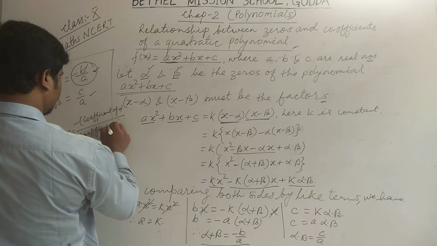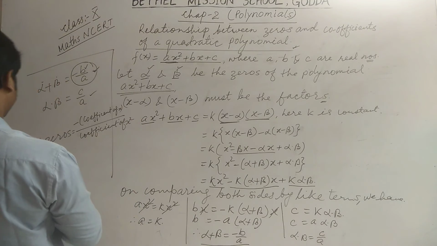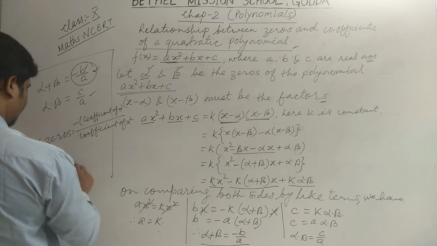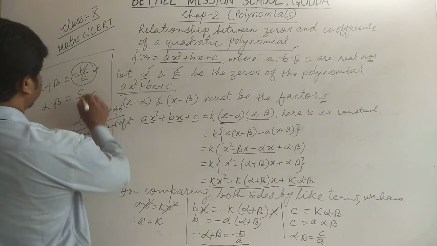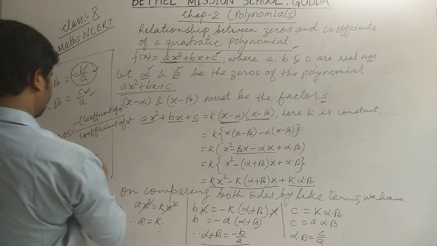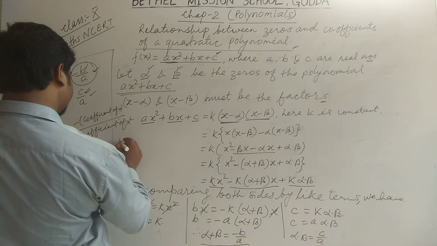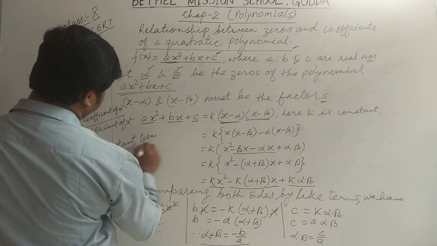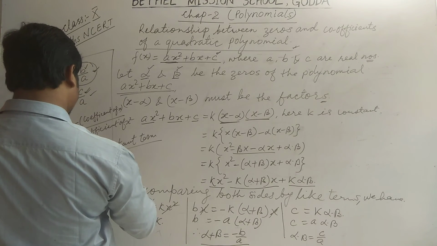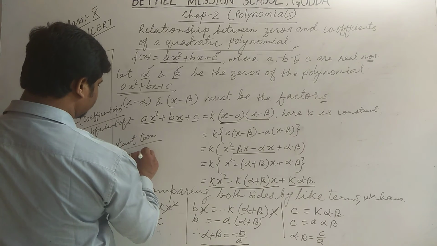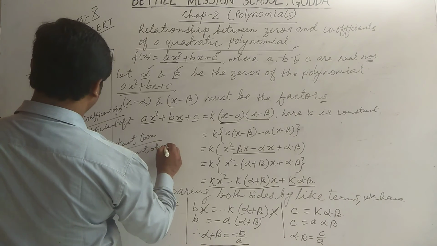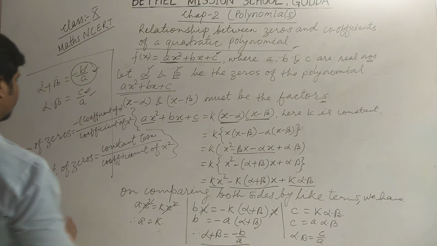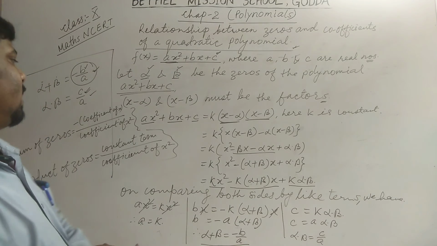which is the coefficient of x square. Product of zeros equal to c upon a. What is c? c is the constant part. So constant term upon coefficient of x square. So this is the relation between the zeros of the polynomial.